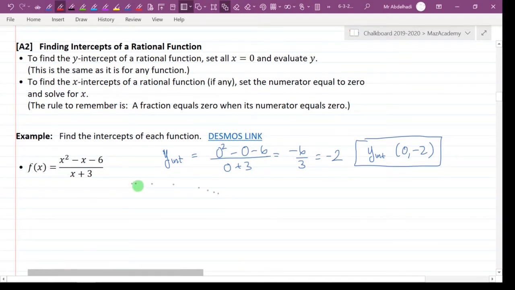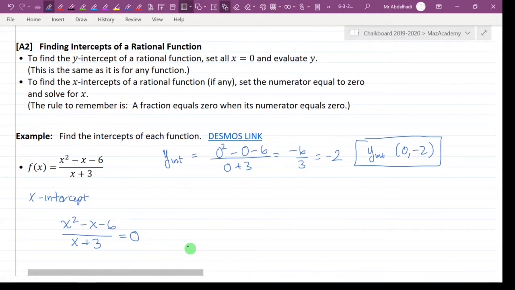Now, when we say y, we also mean f of x, so we're making this a 0. So you're going to have to set y equal to 0. So you get this now. For the x-intercept, how do we do this? We take this x squared minus x minus 6 over x plus 3, which used to be equal to f of x, but we want f of x or y to be 0, so we just set it equal to 0. This is where people get stuck, because they have a rational equation here, and they're not sure what to do.